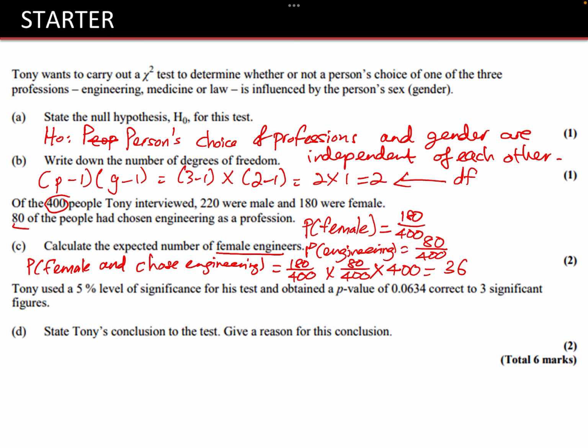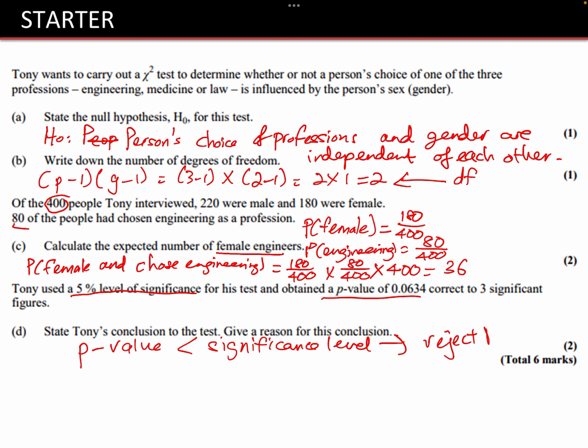And finally, let's look at the next part of the question. It says that Tony would use a 5% level of significance for his test and obtain a p-value of 0.0634. So in this case, you don't even need to use a calculator because they have given you what the p-value is. Now, just to recall your memory here, if the p-value is less than the significance level, we will reject the null hypothesis, which is basically that the two variables I mentioned earlier are independent of each other.